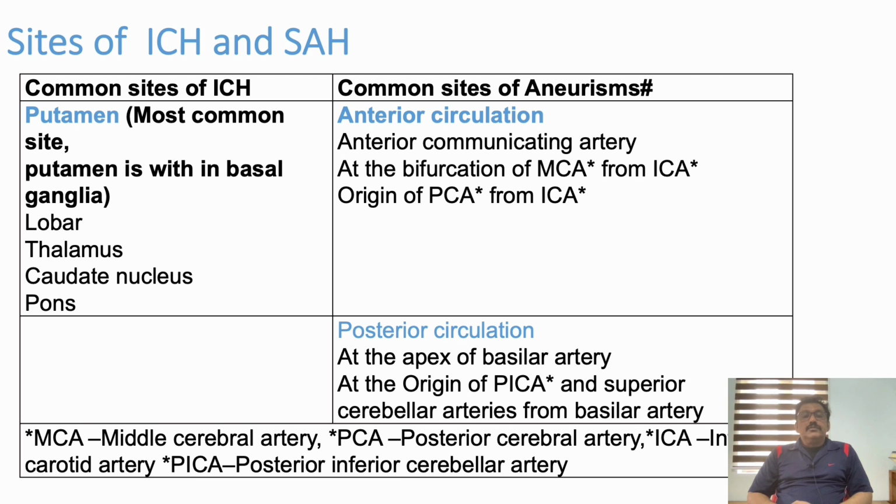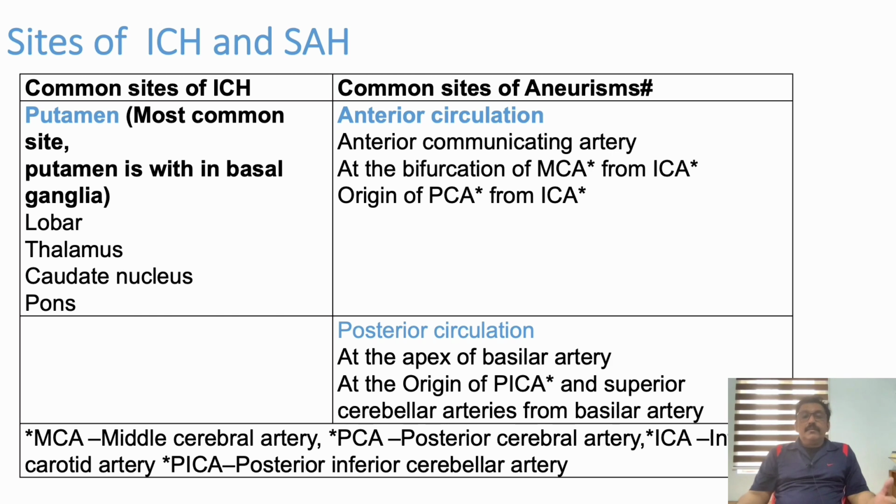Now the common sites for aneurysms. In the anterior circulation: the anterior communicating artery, the bifurcation of MCA from ICA, and the origin of PCA from ICA. In the posterior circulation: the apex of the basilar artery, the origin of PICA and superior cerebellar arteries, and the basilar arteries. So these are the common sites of bleeding.